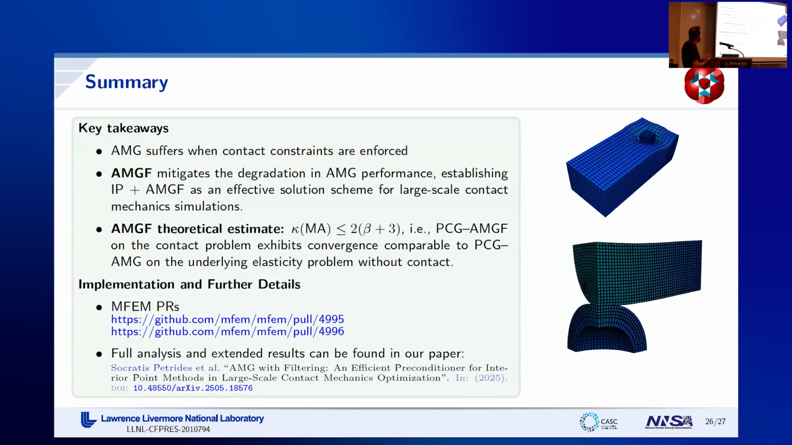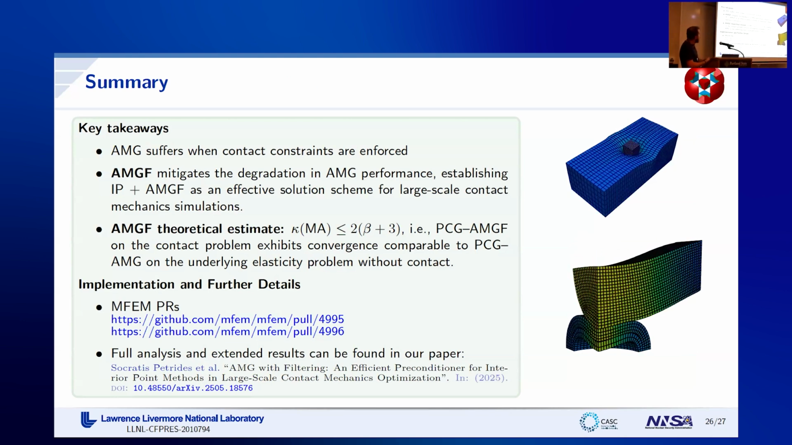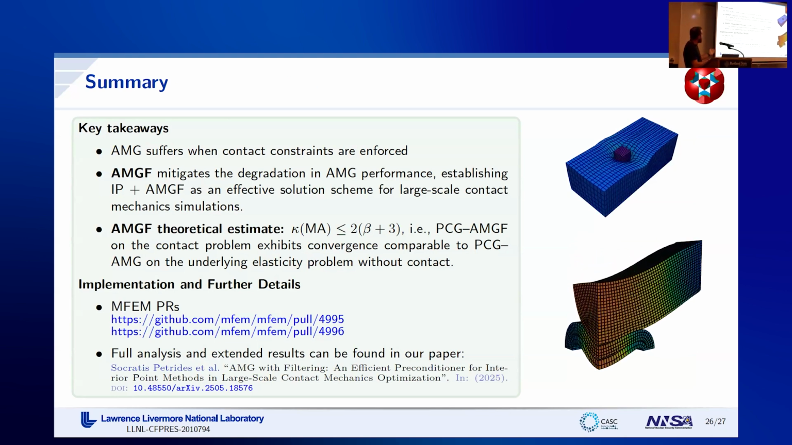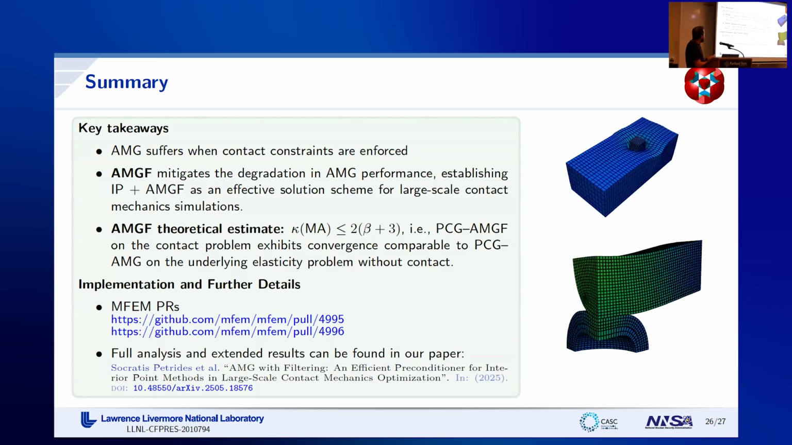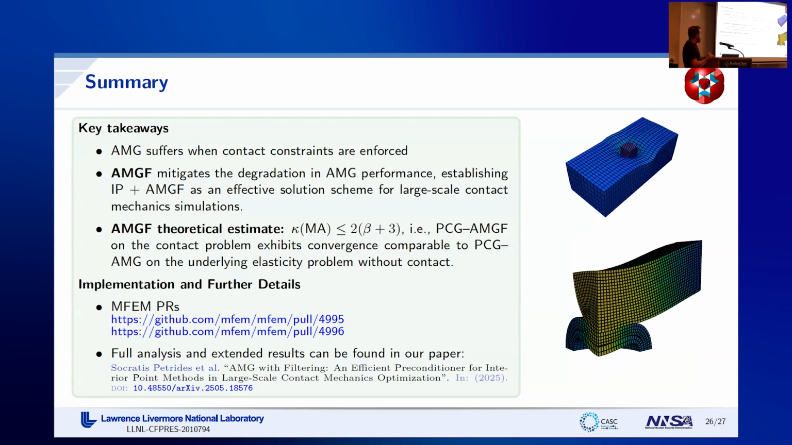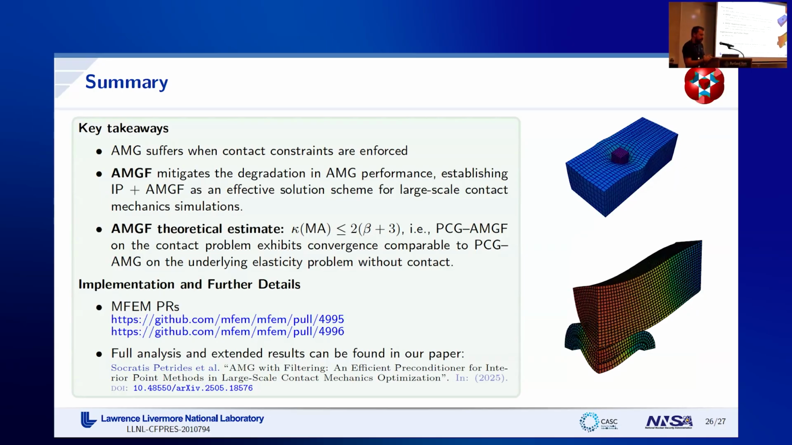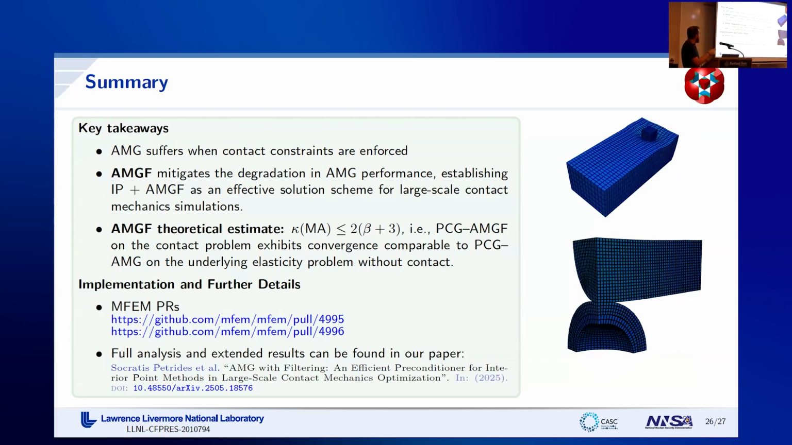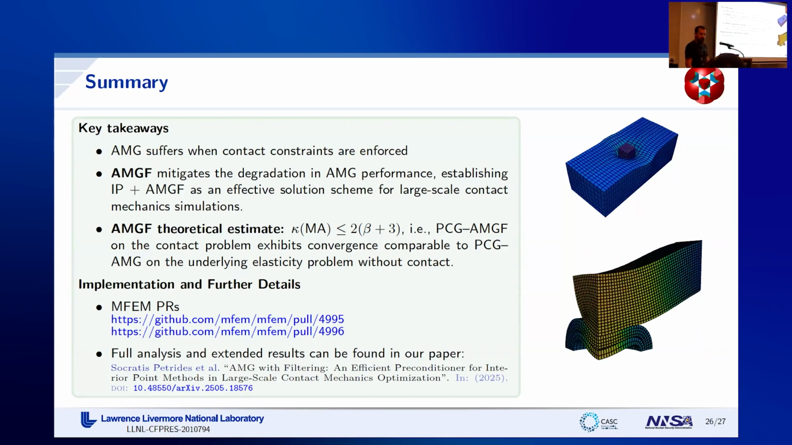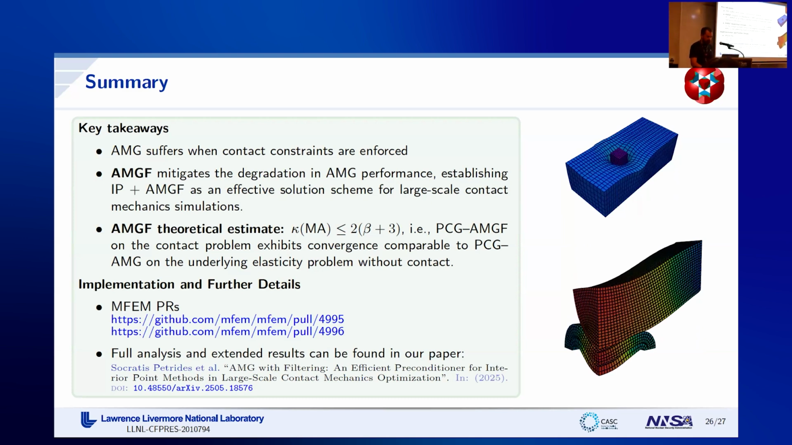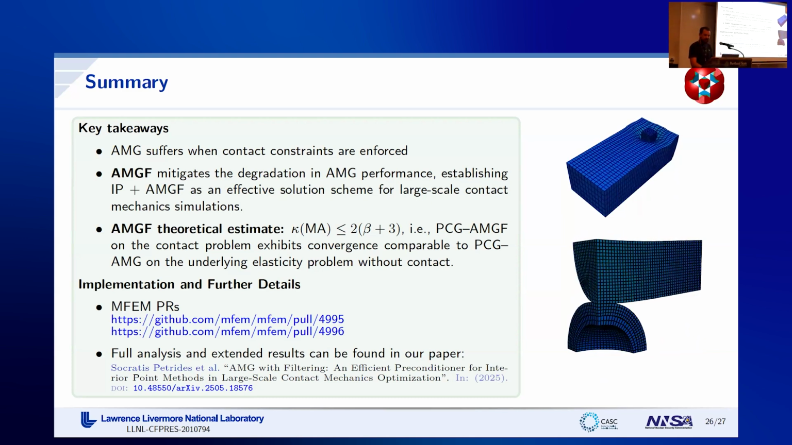So to sum up, I think I convinced you that AMG had some trouble with constraints, and we successfully were able to mitigate this by using this filtering approach. And then we are very happy that our theoretical estimates were supported by the results. There will be 2 PRs, and there is a paper which is under review, hopefully soon published. Thank you for your attention.